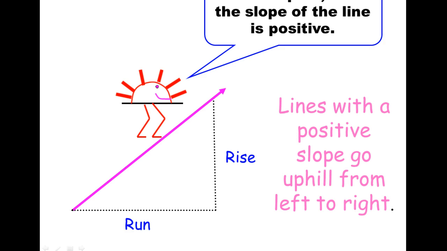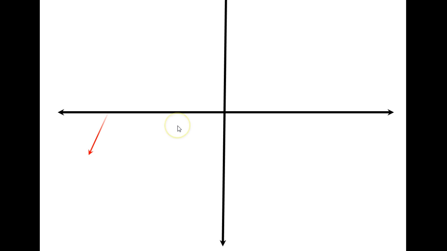So lines with a positive slope go uphill from left to right. Again, all you have to do is visualize Mr. Slopeman at the bottom, and which way will he be moving? He'll be moving up. So that will be positive.